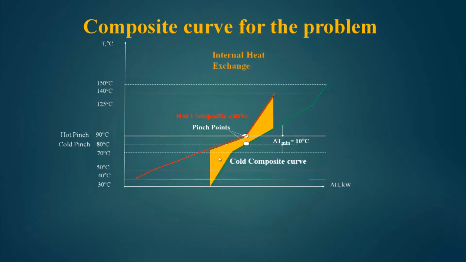Now, this is the area which shows the internal heat exchange, and this is 230 kilowatt. Here it shows Q hot minimum is 175 kilowatt. This is a hot external utility, and this shows 250 kilowatt is Q cold minimum. This is external cold utility.